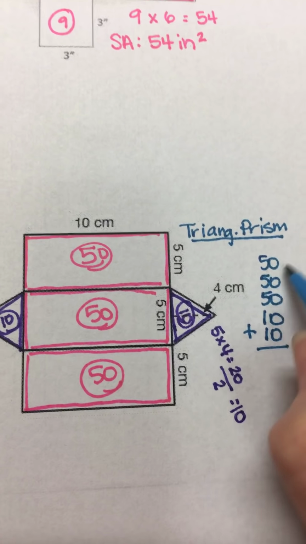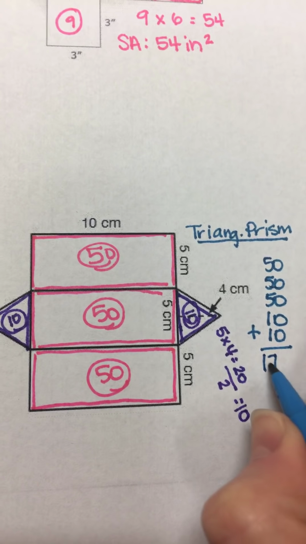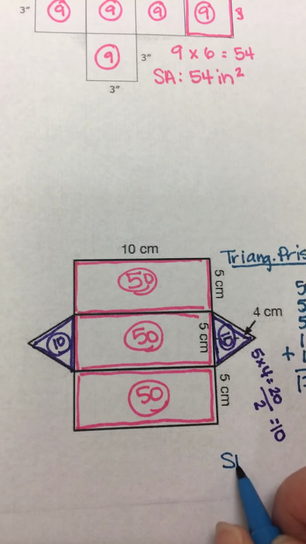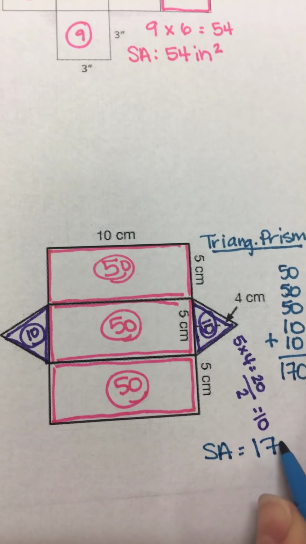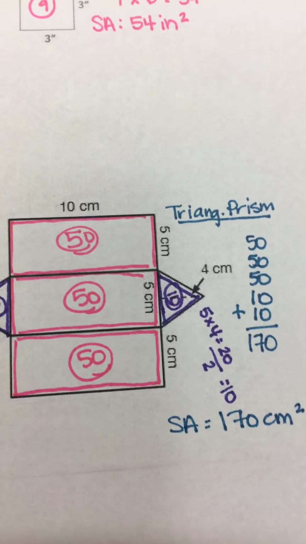So then we have 50, 50, 50, plus 10 and 10, and we get a total surface area. So the surface area here is 170. Our units are going to be centimeters squared.